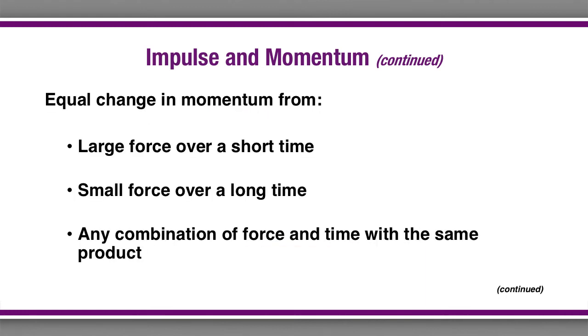So based on this F delta t equals m times vf minus vi formula, we know that a large force over a short amount of time, or a small force over a large amount of time, or any combination of force and time with the same product, is going to render an equal change in momentum, or change in p.